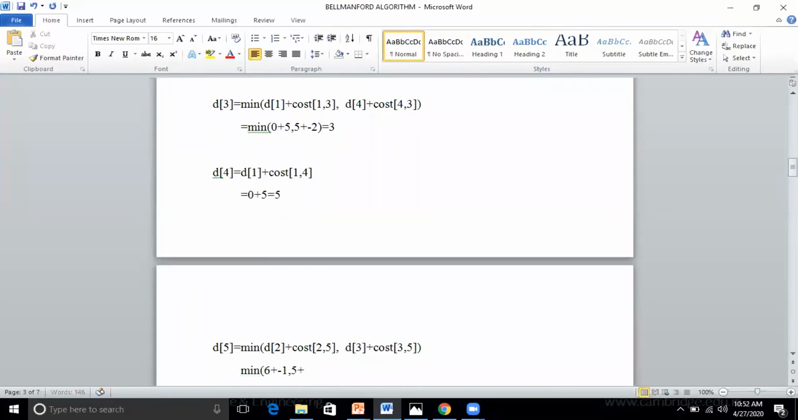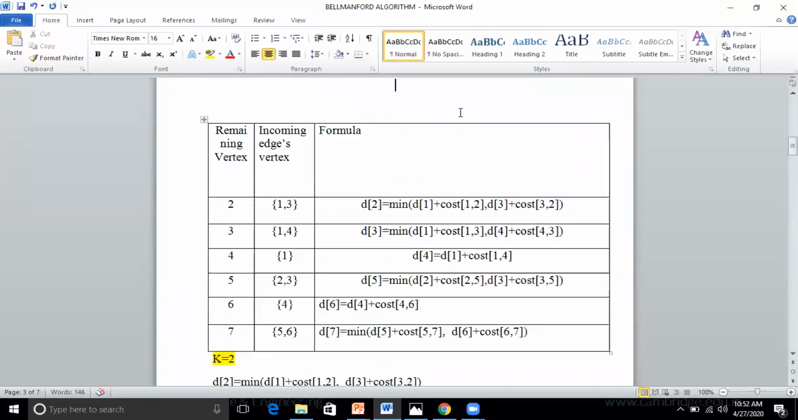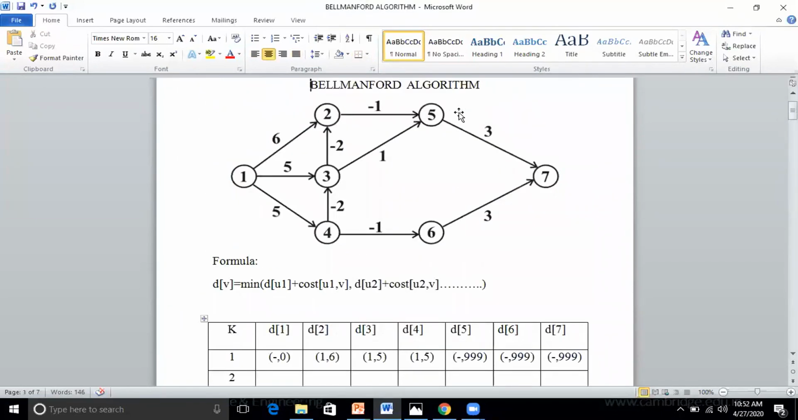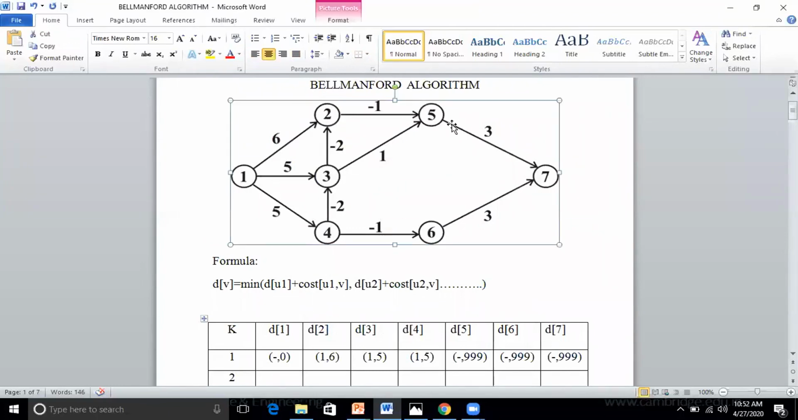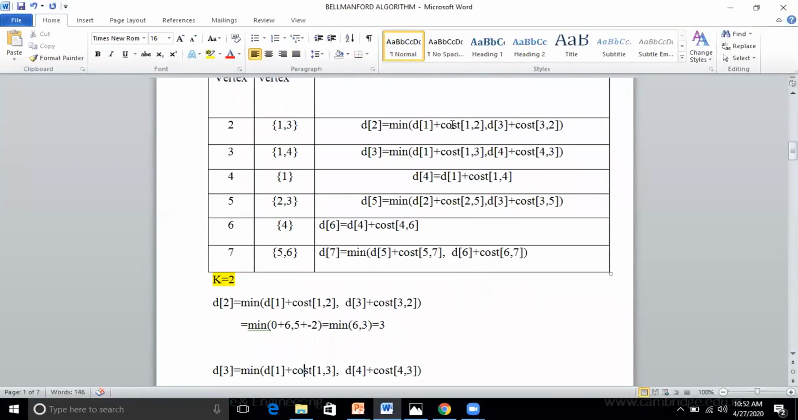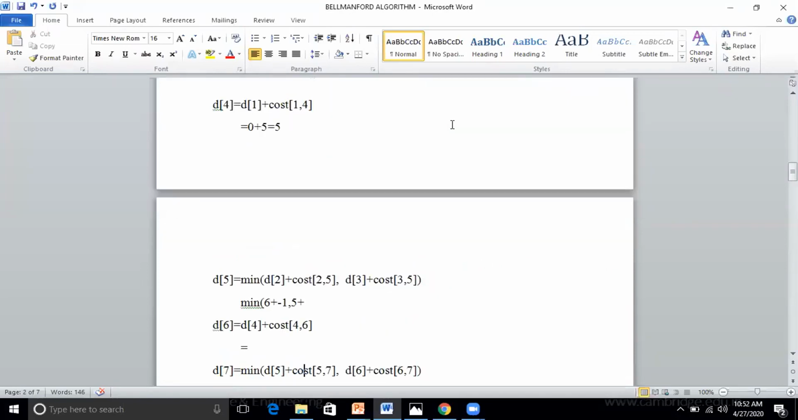Okay, 5 plus, what is H cost of 3 to 5? 1. Okay, yeah. So, which is minimum here? 6 minus 1 or 5 plus 1? 5 is minimum. Okay, 5 is minimum.